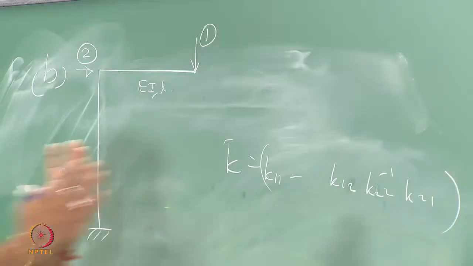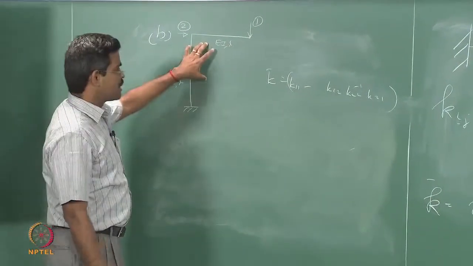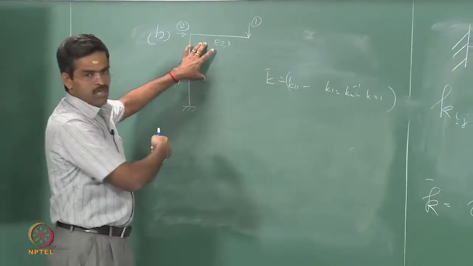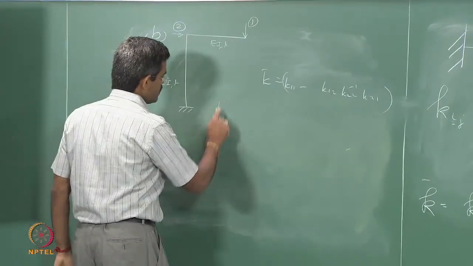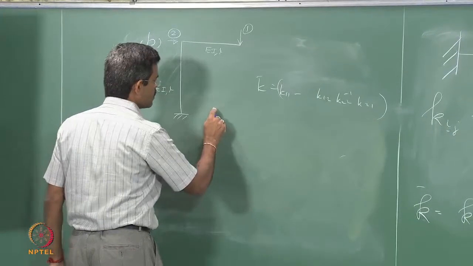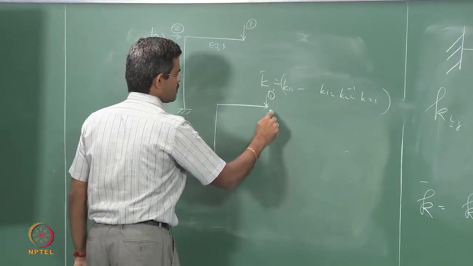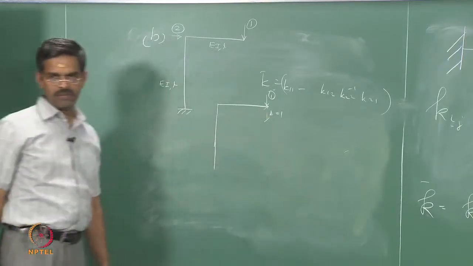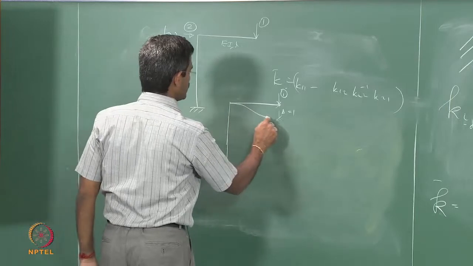I am using the same equation, the same algorithm, for solving this problem. Let us pick up this and apply the same algorithm here and see how I can derive the stiffness matrix. So, let us give unit displacement in this degree. The frame will deflect like this.